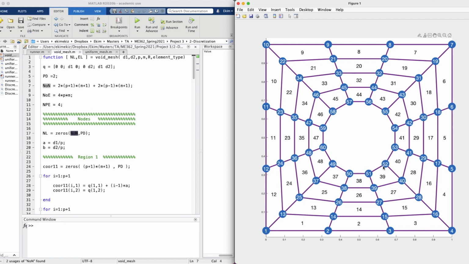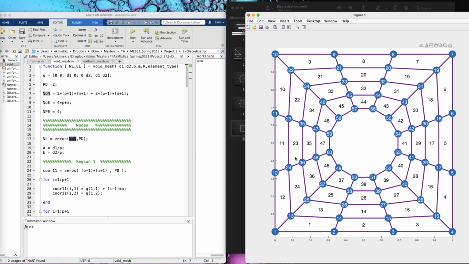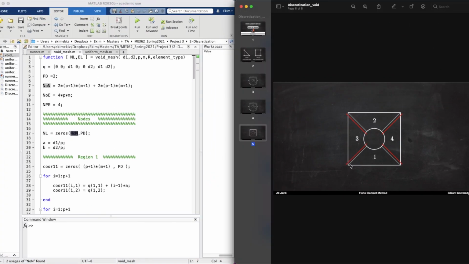Now from 1 to 52, these nodes belong to region 1, and these belong to region 4, these belong to region 2, and these belong to region 3. You can see it here, the red lines divide the regions. Regions 1 and 2 have the diagonal ones, 3 and 4 do not. Okay, and so let's use that knowledge to calculate our number of nodes.